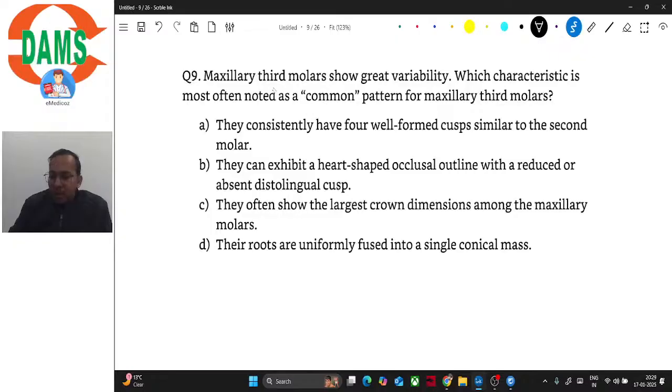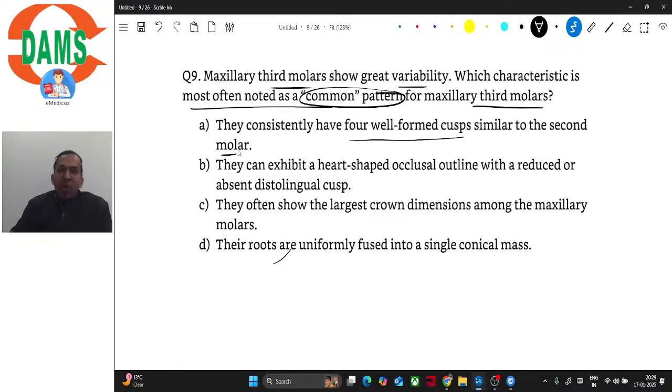So in the maxillary third molar, the maxillary third molar shows great variability. Which characteristic is most often noted as a common pattern for maxillary third molar? So we have to find out the common pattern in the maxillary third molar. They consistently have 4 well-formed cusps similar to the second molar. So they may look like second molar, they may look like third molar, or they may have a 3 cusp in it. So for that reason, I am doubtful about this option A.